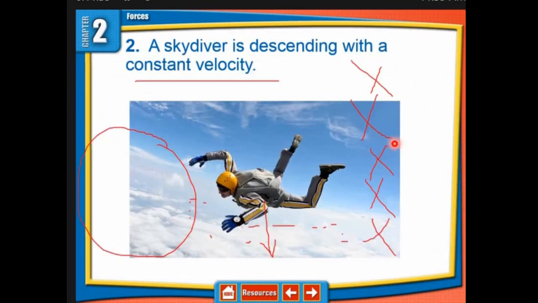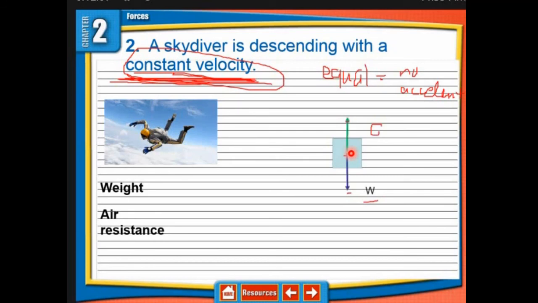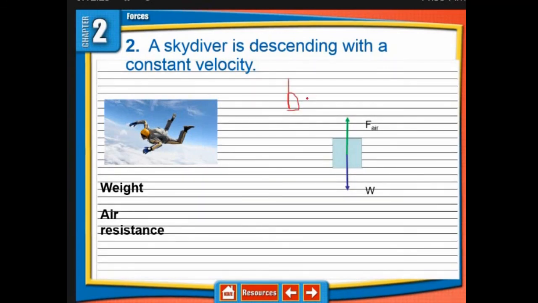Okay, for number two, we have this situation here. And the same with number one, the forces here are balanced. The weight and the air resistance are balanced. So for example, if this is 5 newtons and this is negative 5 newtons, they cancel out, that's 0 newtons. So the forces here are balanced. And if forces are balanced, then we could say that it follows the law of inertia.